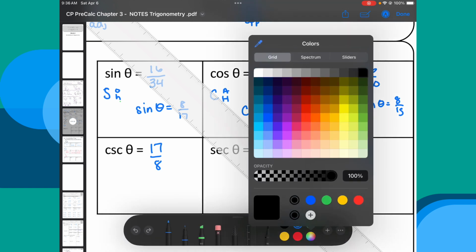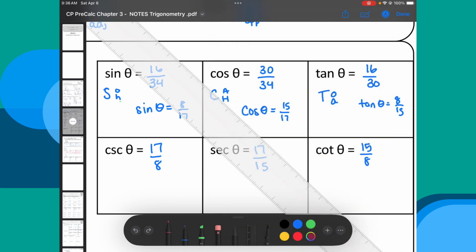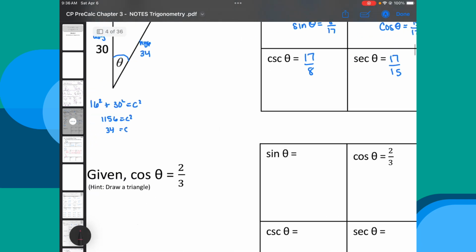All right, and then let's look at that last example. Got a ruler on the screen. What's going on? All right, here we go.